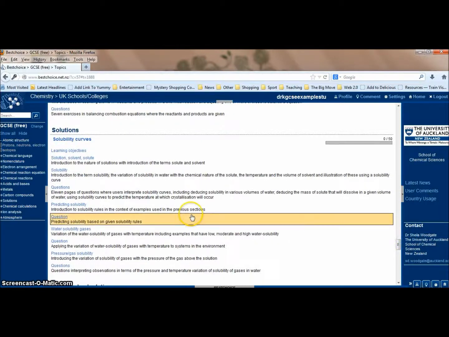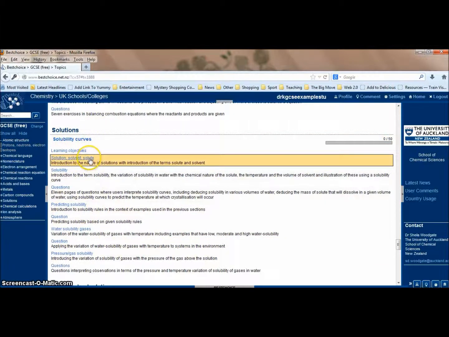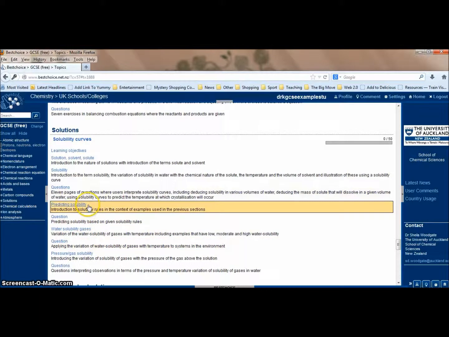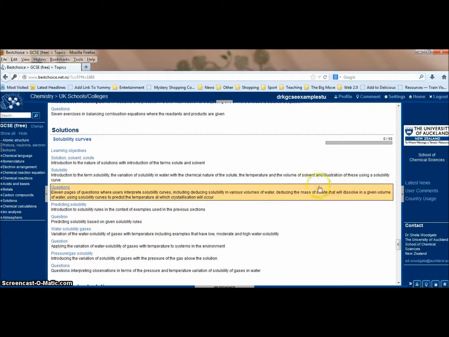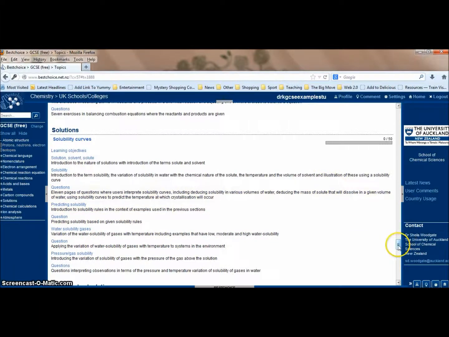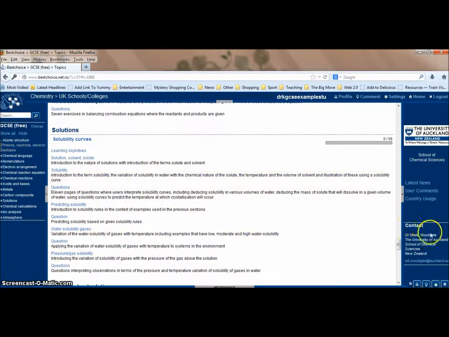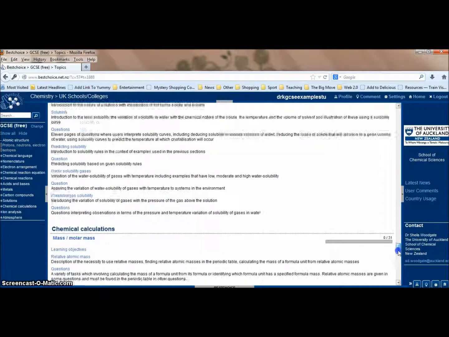Now, solutions. This is lovely to know, and of course this first bit here, solution, solvent, solute, this is stuff you should know at Key Stage 3, but in terms of predicting solubility and solubility curves, that's not even going to come up, solubility curves on your A-level course, so if you're going to leave anything out, the solution stuff is probably the least useful for you.